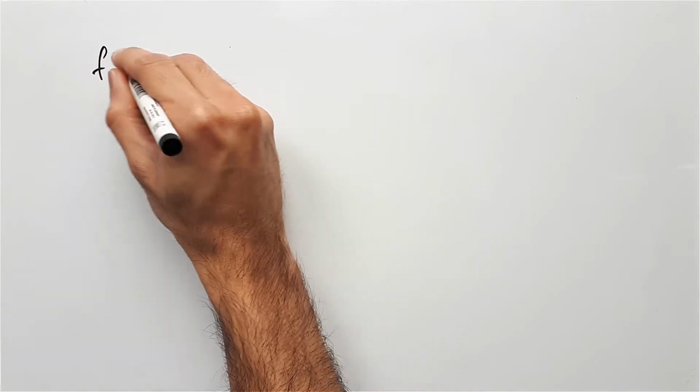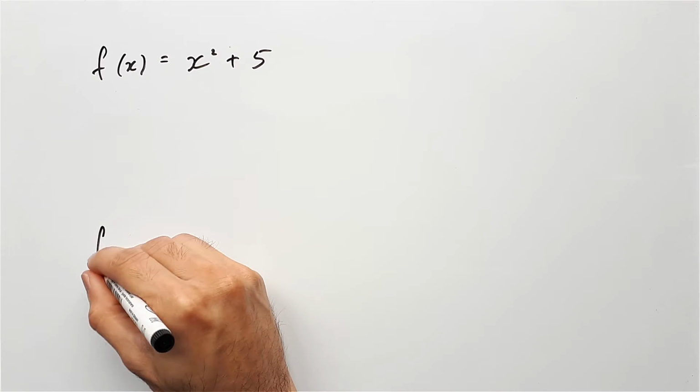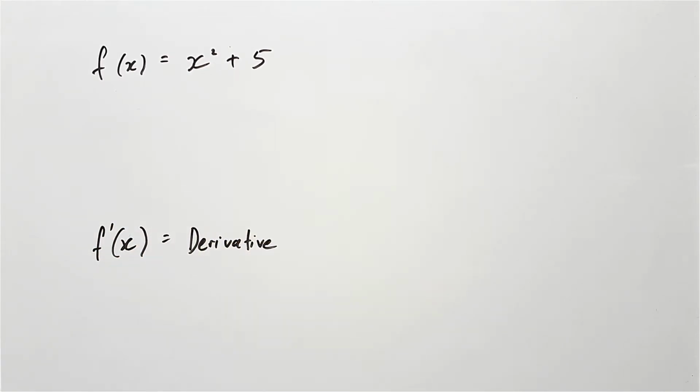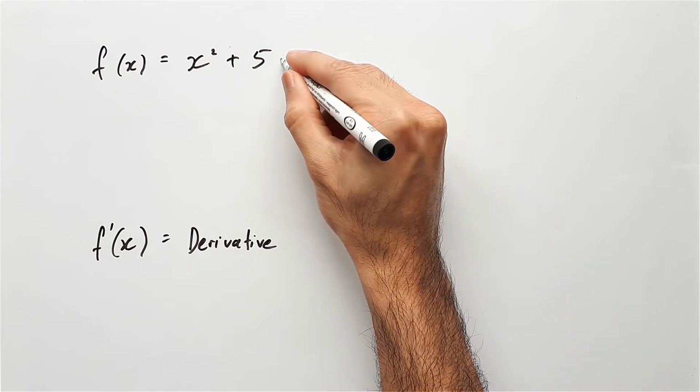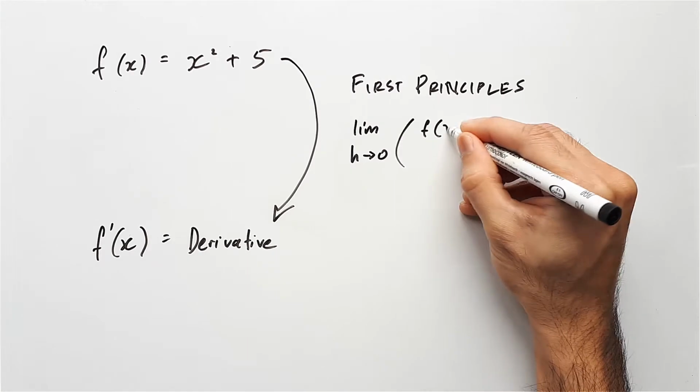Let's say you're given f of x equals x squared plus 5, and you're asked to find f prime of x, which is known as the derivative of f of x. The process we use to go from here to here is known as first principles, and it involves this formula.